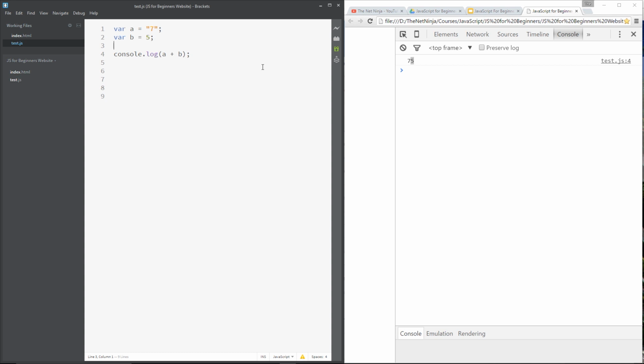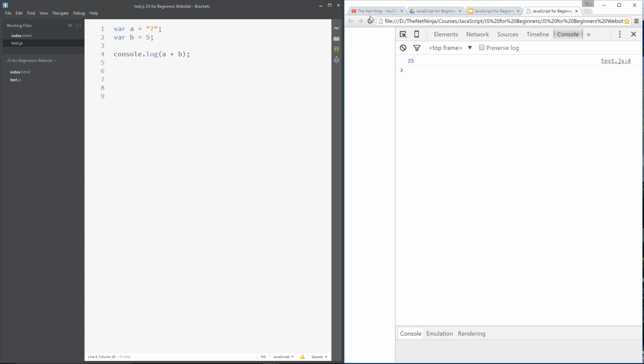Alright gang, so in the last lesson you saw me do something like this. We had two variables, one was a string with a number inside the string and the other one was a pure number, and we logged the addition of these together into the console. We got 75, and what's happened is it's concatenated the two together, squashed them together and given us a string 75, right? So what would happen if I did multiplication instead of addition? Let's save that and refresh.